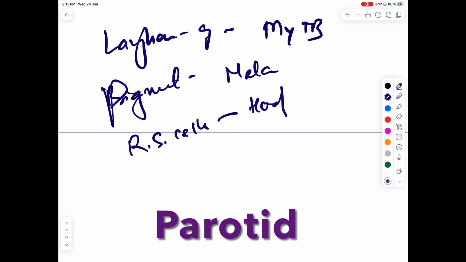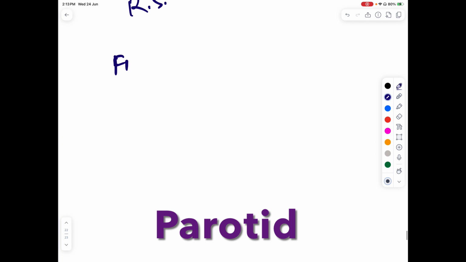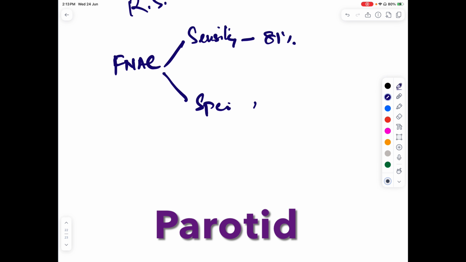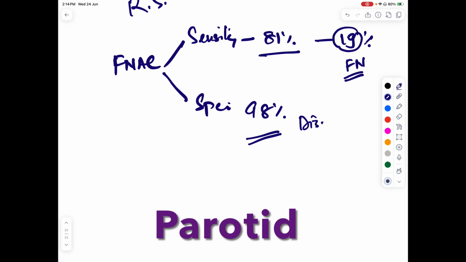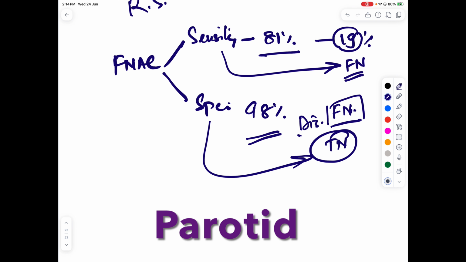What are sensitivity and specificity? If FNAC is 81% sensitive and 98% specific, you can think that 19% of cases will be missed. Sensitivity is the ability to detect those with the disease, the true positives, so the false negative rate can be 19%. Specificity is the ability to detect the disease-free, the true negatives, so there are fewer chances of false positives.